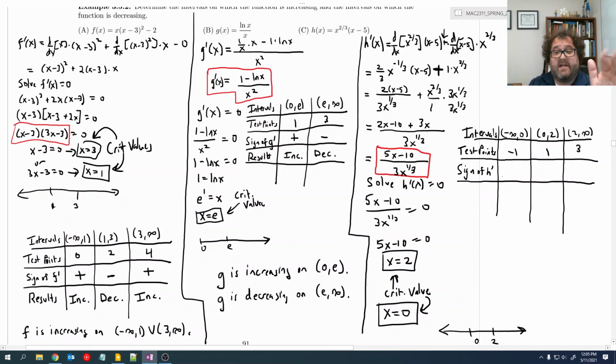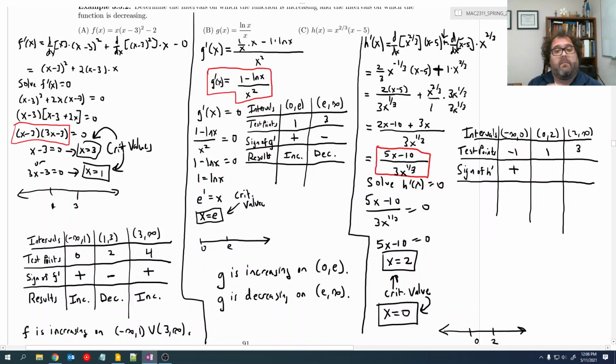So the top is negative. If you plug in -1, the cube root of -1 is negative, so the bottom is negative. So we have a negative number divided by a negative number, which leads to an overall positive quotient.